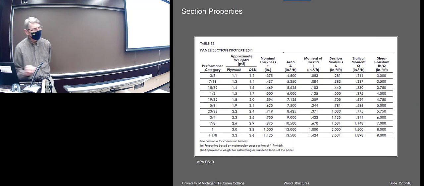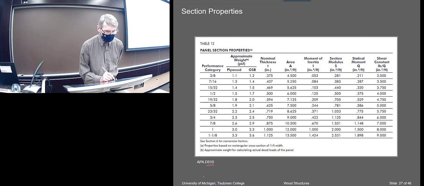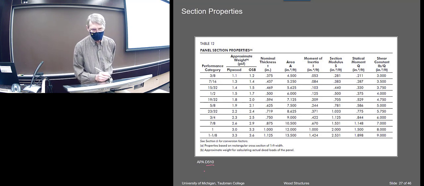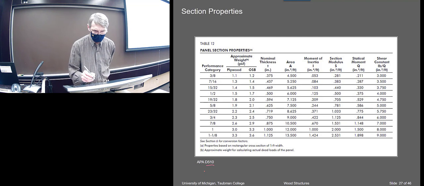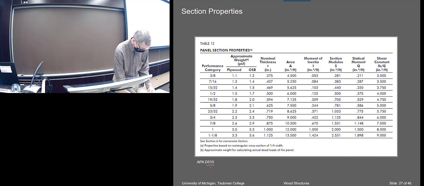Okay, what other tables do we have here? This is out of the 510. Section properties. Okay, here we start to get into properties that they'll give you the equations for. Also in the back of the 510, isn't it? I think they give you all these equations. Somewhere they give them to you. Maybe it's in that PS19. Oh no, here's some.